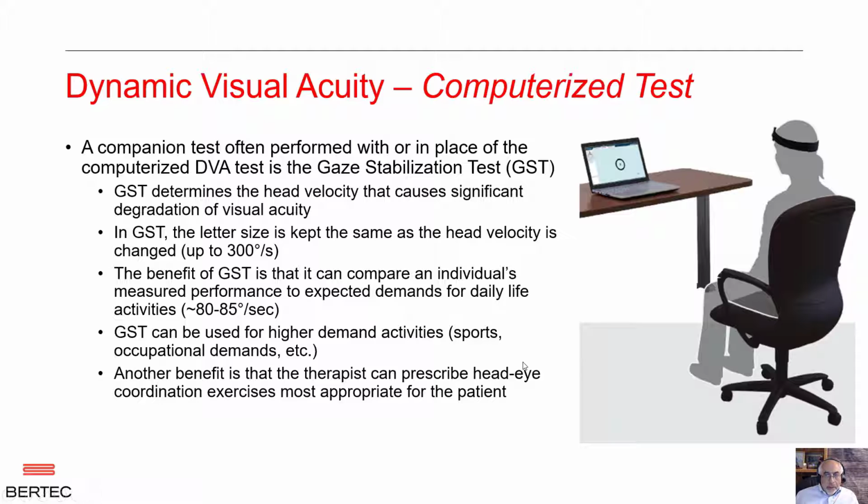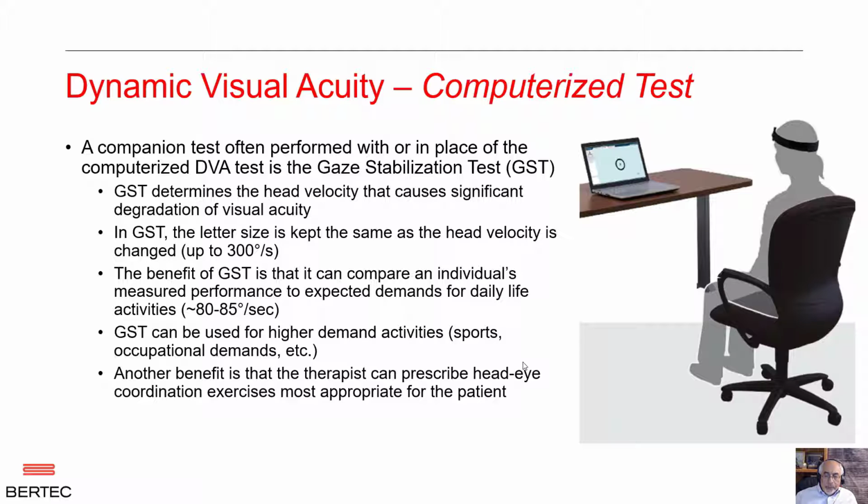There's a companion test called the gaze stabilization test, or GST. GST is often performed with or in place of the DVA test. GST determines the head velocity that causes significant deterioration of visual acuity. The main difference is that in GST, the letter size is kept the same, and it is the head velocity that changes. The head velocity can range from as low as 30 degrees per second to as high as 300 degrees per second for high performer athletes.